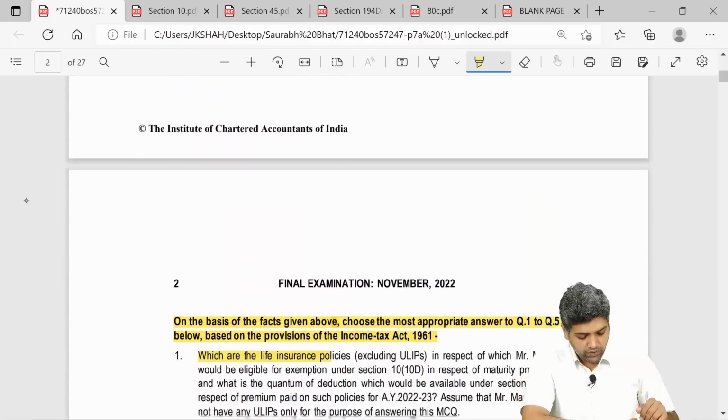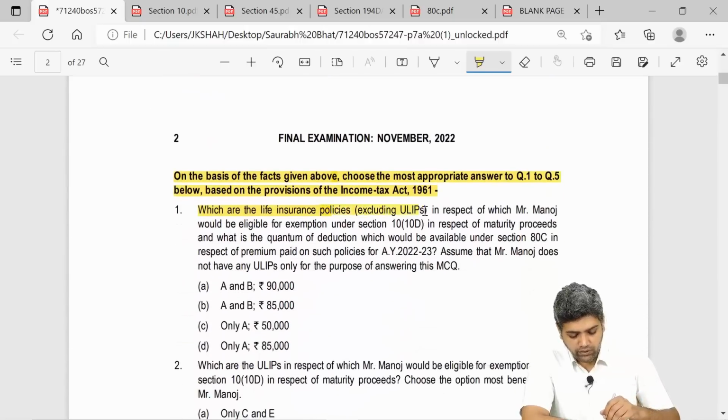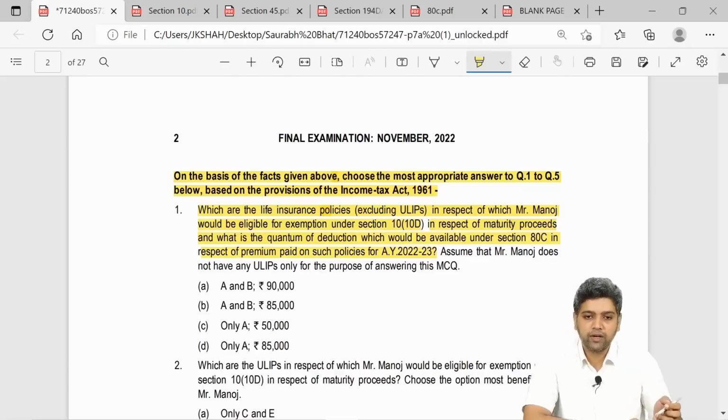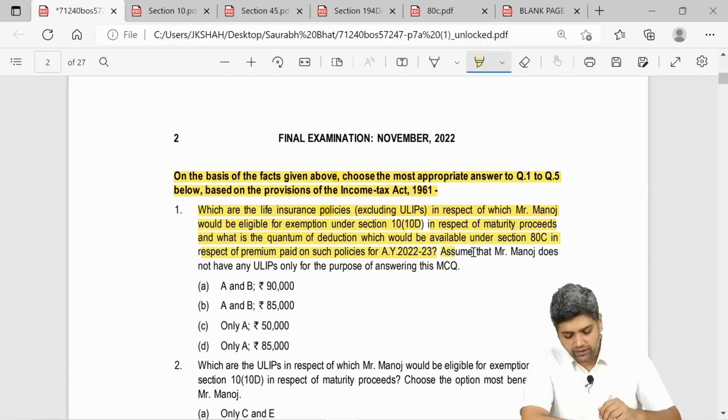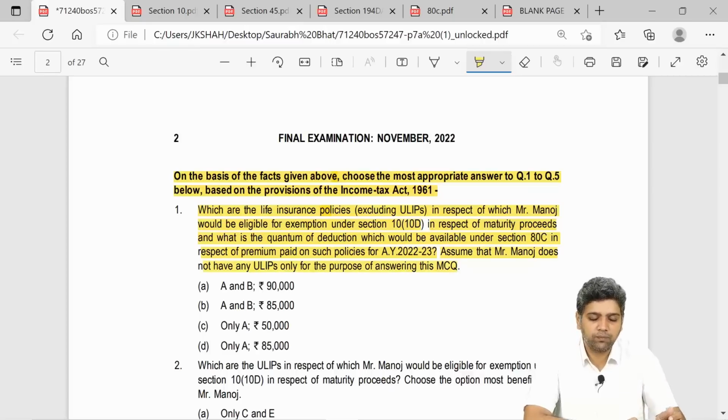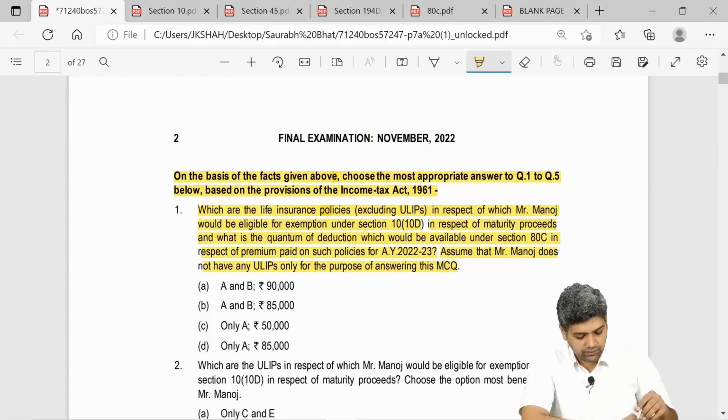Then they say, which of the life insurance policy excluding ULIPs in respect of which Mr. Manoj would be eligible for exemption under section 10 clause 10D in respect of maturity proceeds, and what is the quantum of deduction which would be available under section 80C in respect of premium paid on such policies for AY 2022-23. Assume that Mr. Manoj does not have any ULIPs only for the purpose of answering this MCQ. So they are reiterating that concentrate only on policy number A and B, which are traditional life policies.